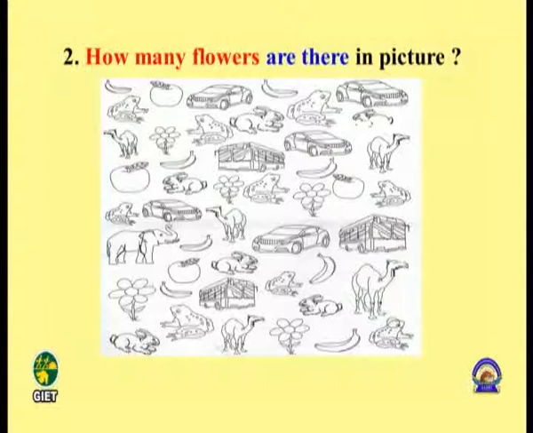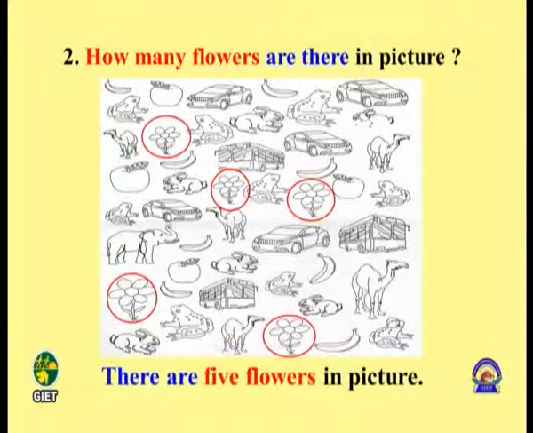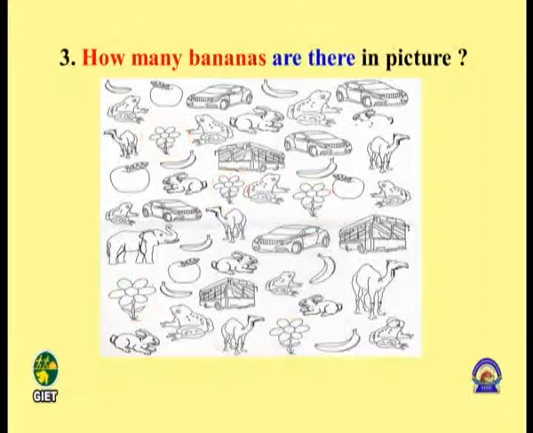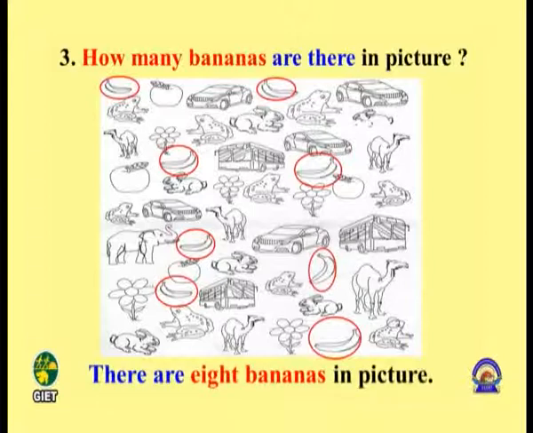Now, here is your second question. How many flowers are there in picture? See, there are 5 circles around the flowers. Yes, there are 5 flowers in picture. Here is your next question. How many bananas are there in picture? See, in this picture, there are so many bananas. Just find them out and give your answer. Correct. So what can be the answer? Yes. There are 8 bananas in picture.